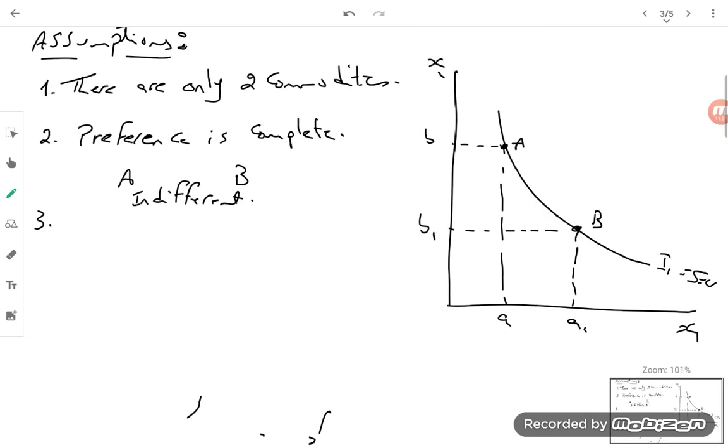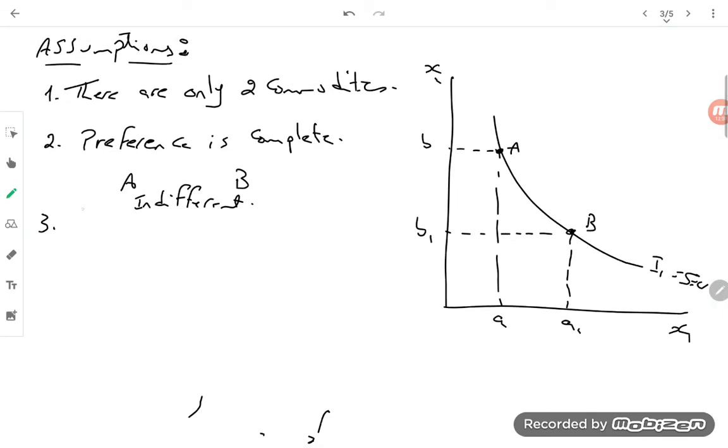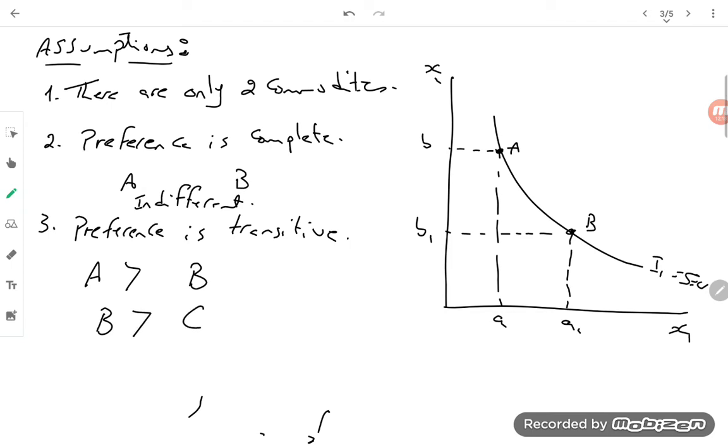Number 3, transitive preferences. This means if A is preferred to B and B is preferred to C, then A is preferred to C. If bundle A gives a higher satisfaction than B and B gives a higher satisfaction than C, then A should give higher satisfaction than C.